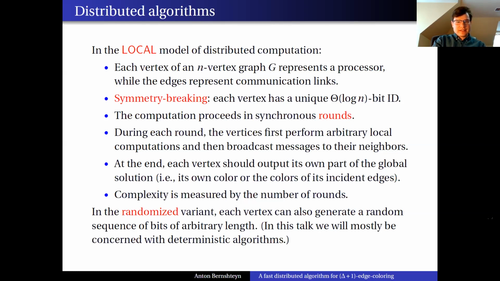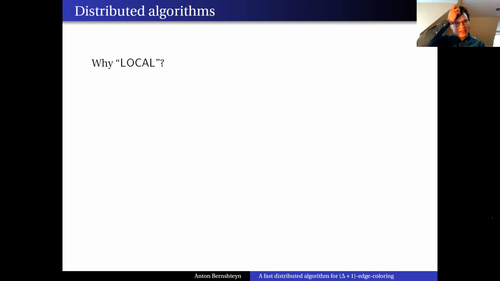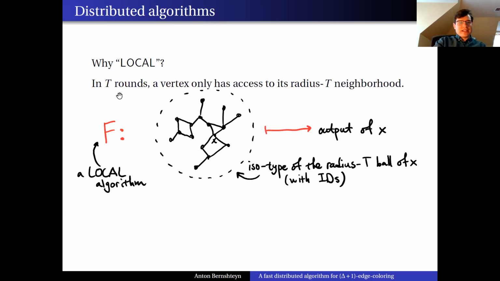Maybe I should say why it is called the local model. What is local about it? The reason is that, because the complexity of the local computations is irrelevant, what the model is really measuring is some kind of locality of the problem, in the sense that it's asking how far in the graph a vertex needs to look in order to decide what its color is. So the relevant observation is that if the algorithm runs for t rounds, say, then every vertex only has access to information in its radius t neighborhood in the graph, right? In one round, it communicates with its neighbors. In two rounds, it communicates with its neighbors who have already communicated with their neighbors. So now the information moves distance two in the graph. In three rounds, it goes distance three, etc.